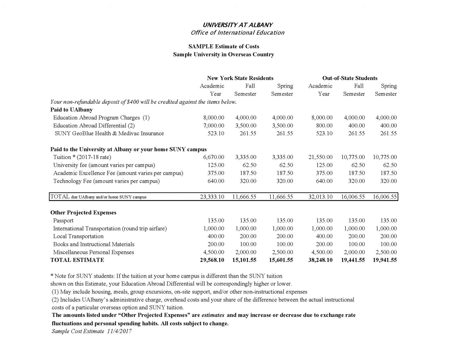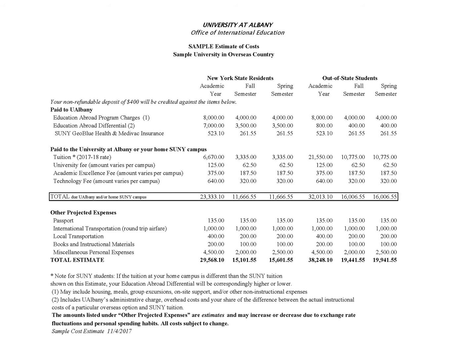This boxed line here, the total due to UAlbany and/or your home SUNY campus, is essentially your total billable expenses. What's included or not included in billable expenses does vary by program, so please note at the bottom of the cost sheet where the notes appear what your program charges may include, what your differential may include, whether housing or meals, etc. are included or not included.